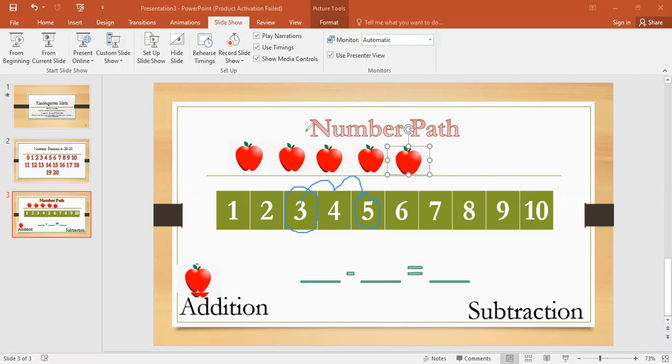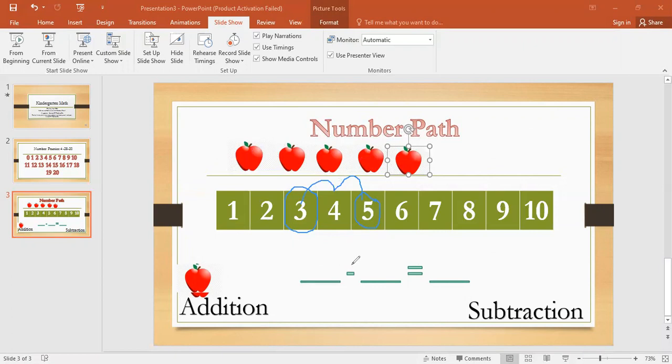So I had 3 apples. I added 2 apples to my bunch, and I had 5 apples altogether. So this is how we use our number path for addition. So let's go ahead and put our numbers into our number sentence next.